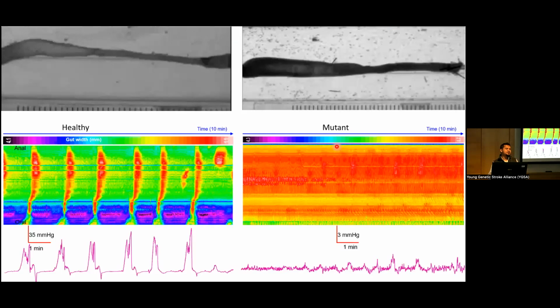Then we wanted to see what actually happens to the bowel movement, whether the bowel can move, they can contract, relax or not. So this is one of the same videos you saw at the beginning.